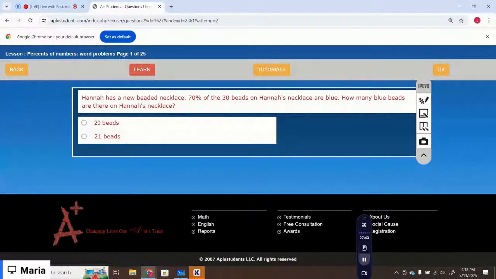Hannah has a new beaded necklace. 70% of 30 beads on Hannah's necklace are blue. How many blue beads are there on Hannah's necklace? Option number 2 is the correct option, that is 21 beads.